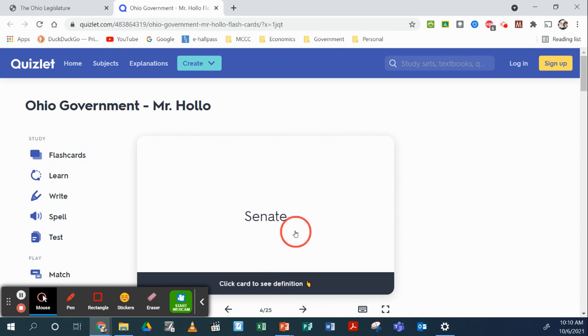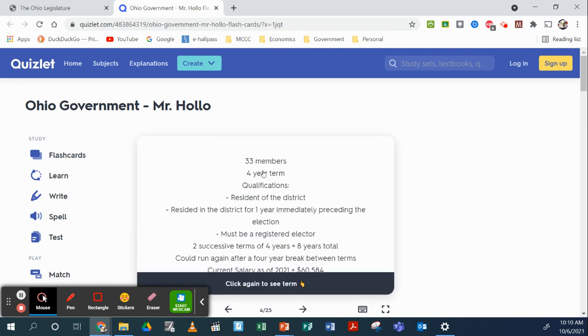Senate, 33 members, 4-year term. President of the district, similar, 2 successive terms, 4 years, 8 years total. Take a little break, and you can come back.